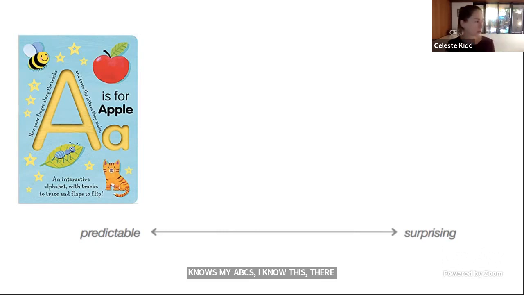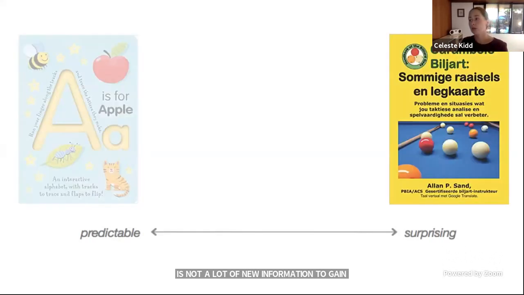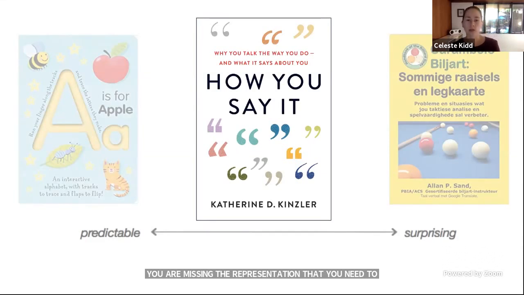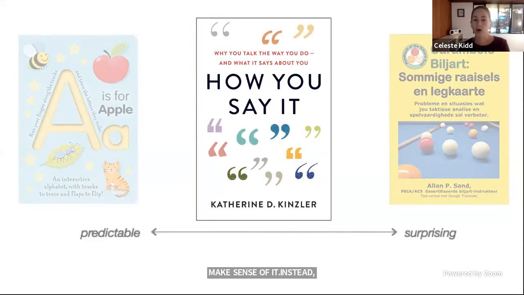But on the opposite end of the spectrum, if you're to go for the most new information possible, say you pick a book on a topic you don't know anything about, I don't know anything about billiards, in a language that you do not yet speak, you could potentially learn two things at once, but you really can't because you can't get any traction. You're missing the base levels of representation that you need in order to make sense of it. Instead, the most attractive option falls in the Goldilocks zone. So something like a book in a language I speak on a topic on which I have some background. This is a new one that I'm reading right now, which is very good.